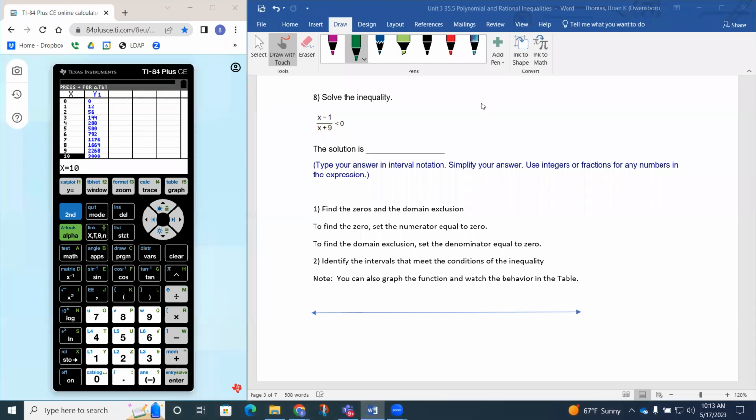So let's solve this inequality. This inequality is actually a rational inequality. There's a numerator and denominator. Notice how we have to be less than zero. So again, we're looking for values of x that make the left side negative. So we want to find a solution.